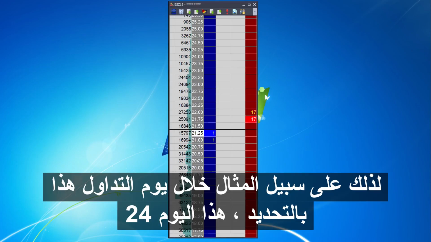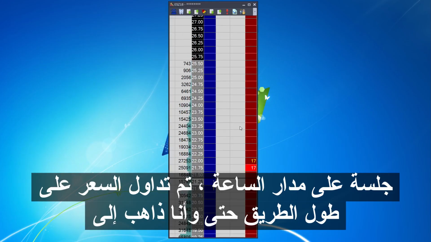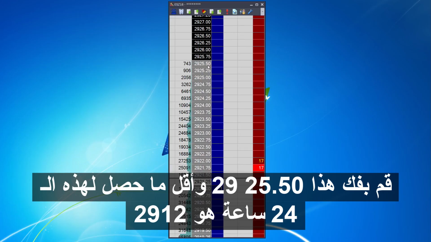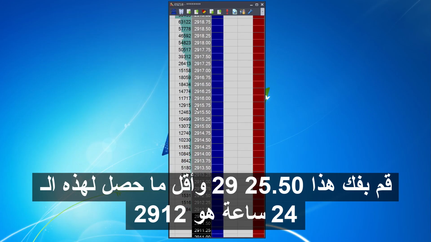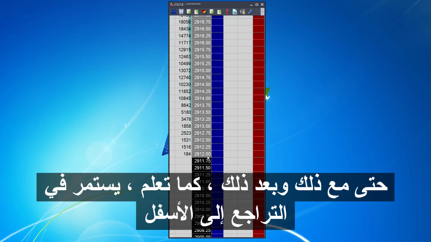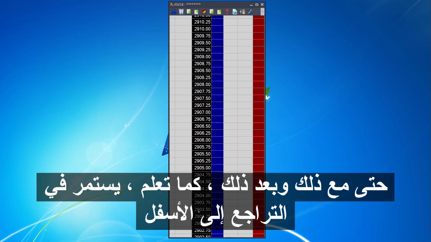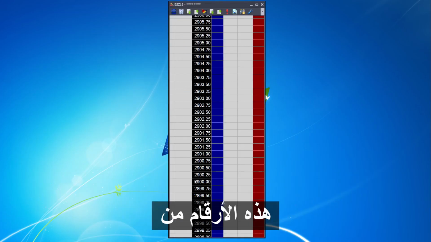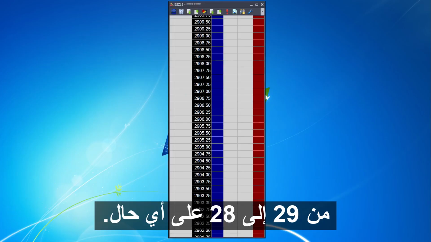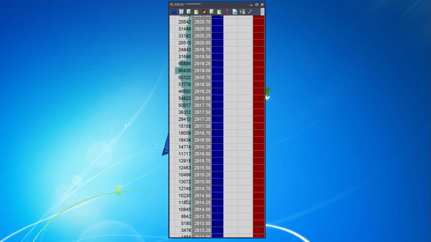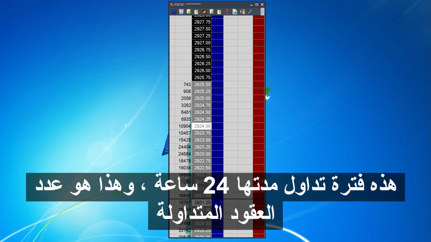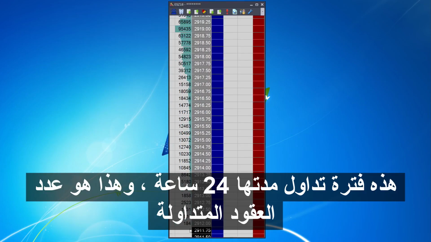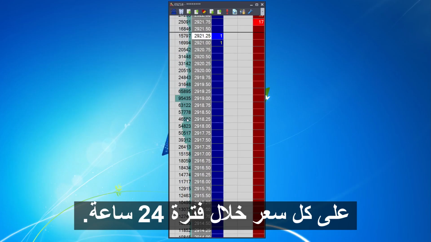Okay? So for instance, during this particular trading day, this particular 24-hour session, the price has traded all the way up to, and I'm going to expand this, 29.25.50. And the lowest it got for this 24 hours is 29.12 even. And then it just keeps going down, down, down. Then it goes to 28, where these numbers go from 29 to 28. Anyways, that is a 24-hour trading period, and that's how many contracts traded at each price during a 24-hour period.